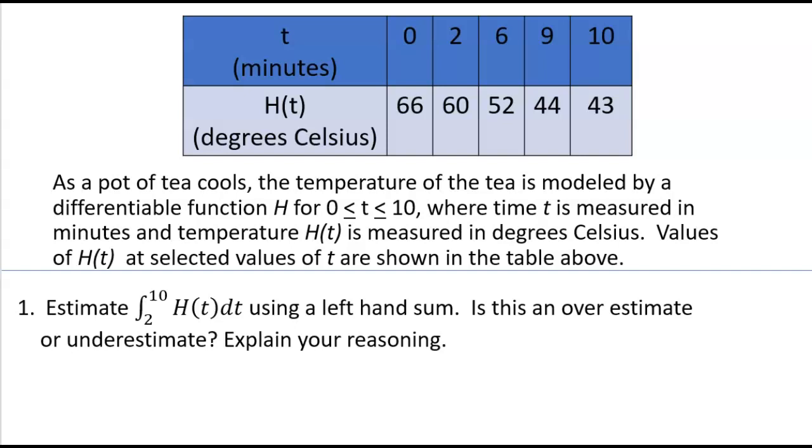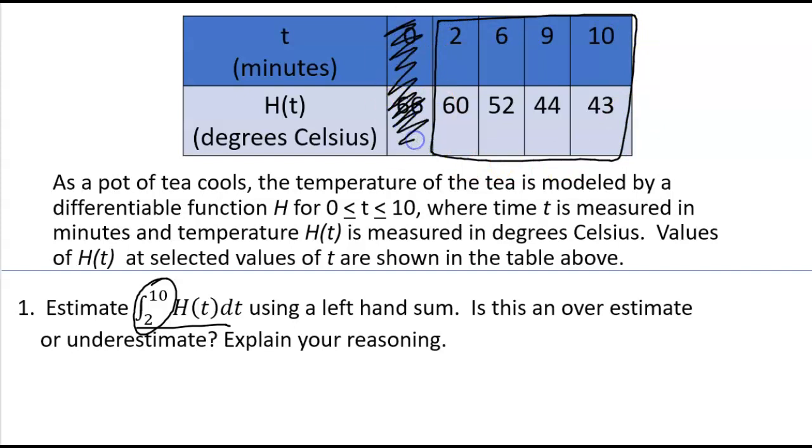So here we go. Estimate the integral of h of t from 2 to 10. Now, you have to pay close attention to these, from 2 to 10. So I'm only using this data here. I'm not going to use this one. Using a left-handed sum. And then we want to know, is this an overestimate or an underestimate? And then we'll explain our reasoning.